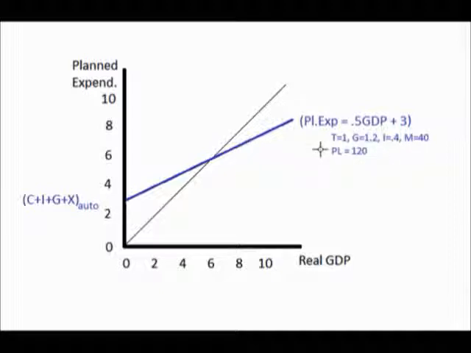T is meant to represent taxes, so government taxes are $1 trillion. Government spending is 1.2 trillion. Investment is 0.4 trillion. I made up a variable called M that I mean to represent materialistic behaviors or some component of consumption, and that currently stands at 40, which really means nothing. And I'm also assuming that the price level is 120, and that will be represented later on the aggregate demand curve.